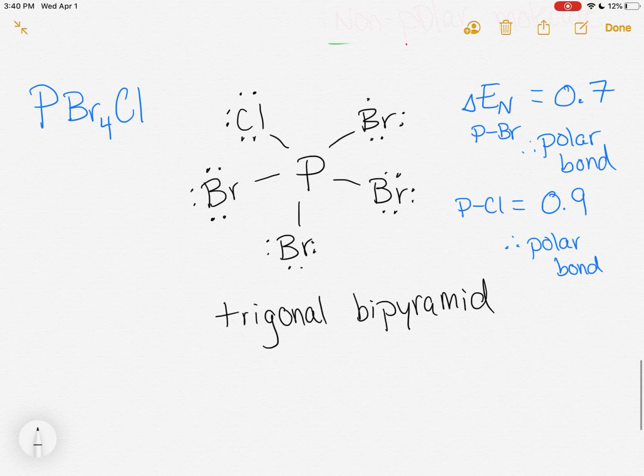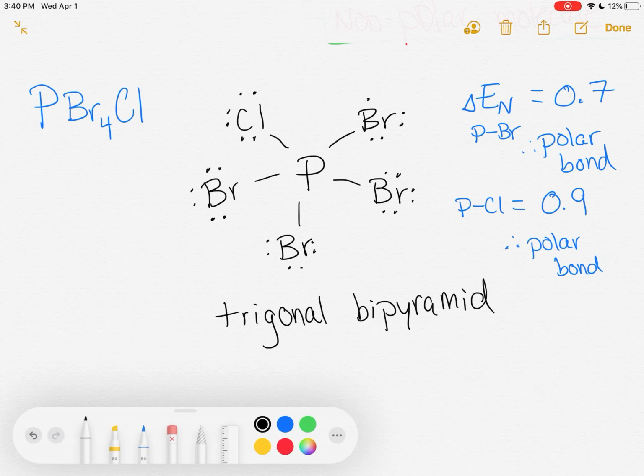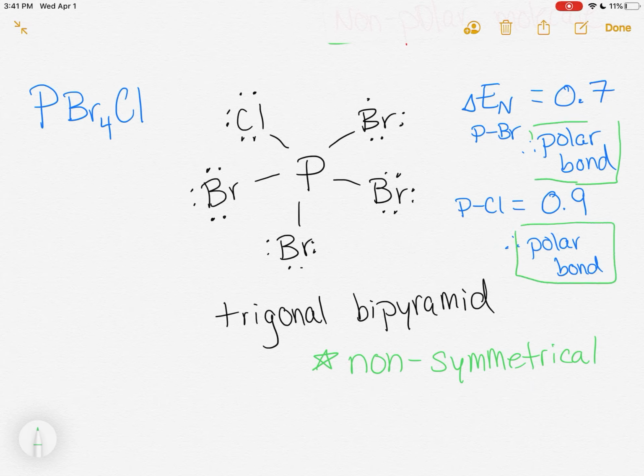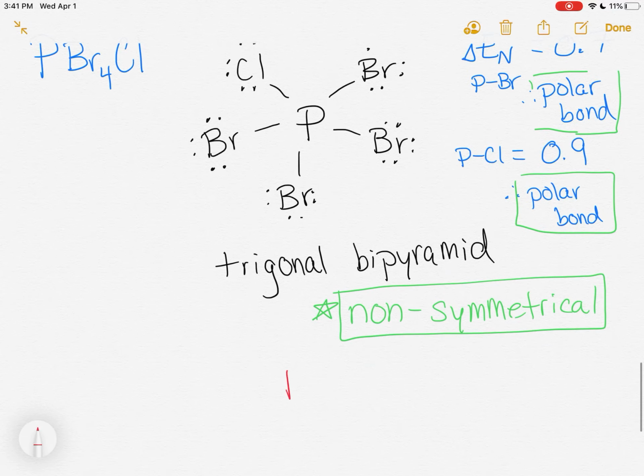Now here is where this one actually gets tricky. So a trigonal bipyramid is normally symmetrical, but in this case, it is non-symmetrical. And that's because the bonds in this trigonal bipyramid are not all the same. Since we have different types of bonds, it is no longer a symmetrical shape. So we have polar bonds, but we have a non-symmetrical shape. So we are going to be dealing with a polar molecule.